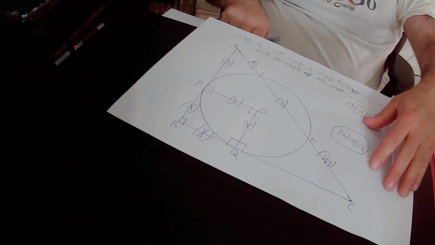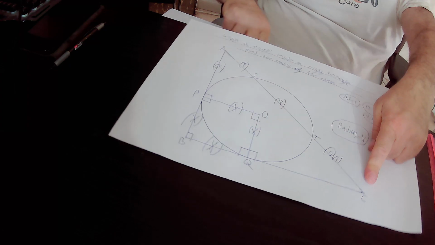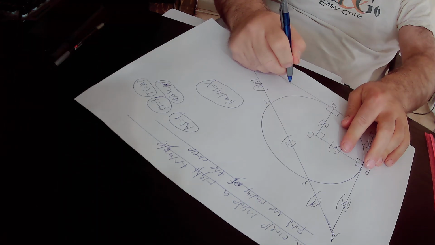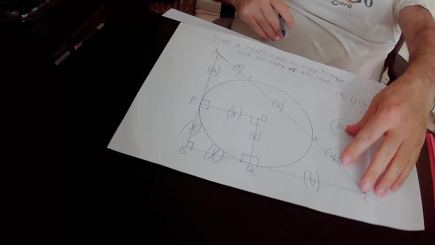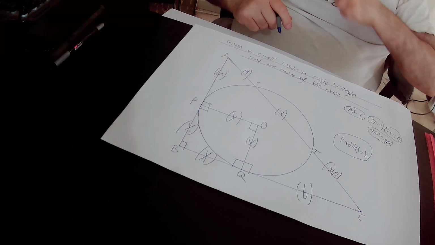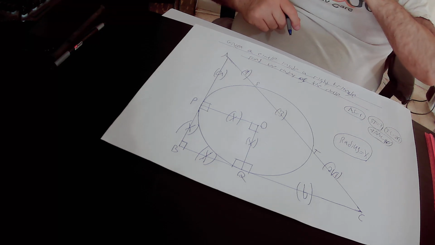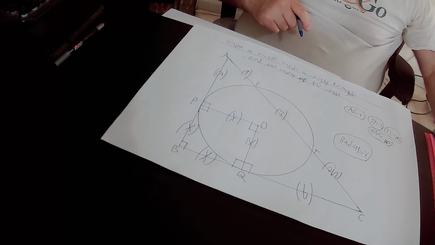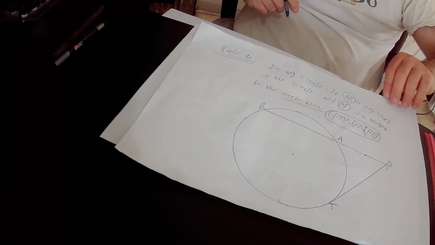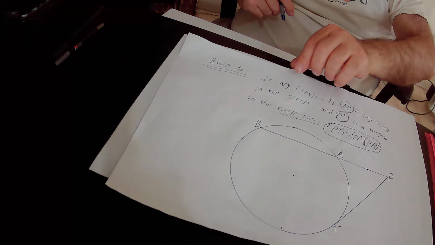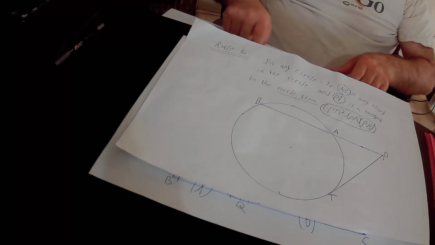And we define the length of this line segment QC as B. In the next step, we'll implement Rule 10 on our drawing. I repeat quickly, Rule 10 is true in any circle.